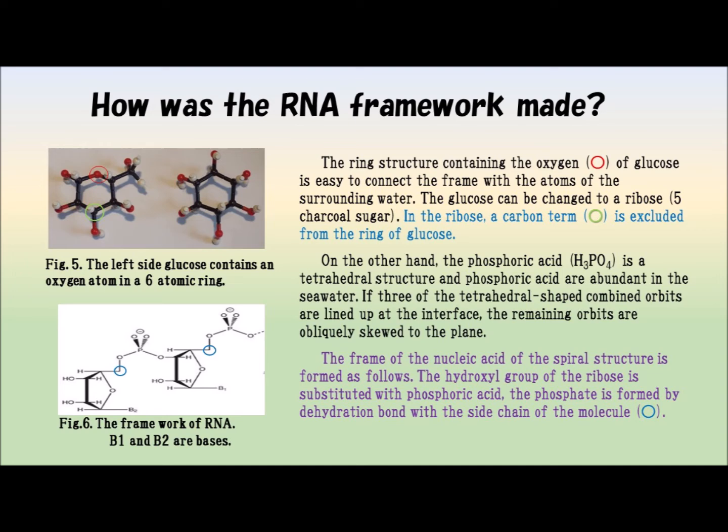How was the RNA framework made? The ring structure containing the oxygen of glucose easily connects its frame with the atoms of the surrounding water. The glucose can be changed to a ribose.